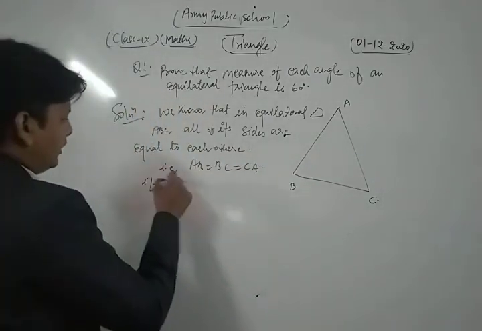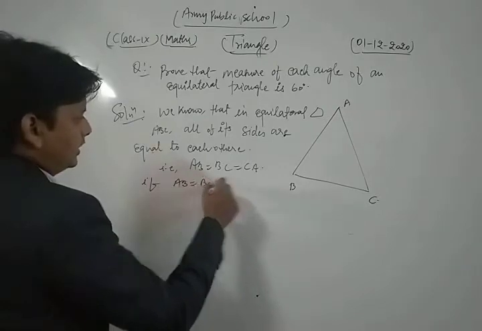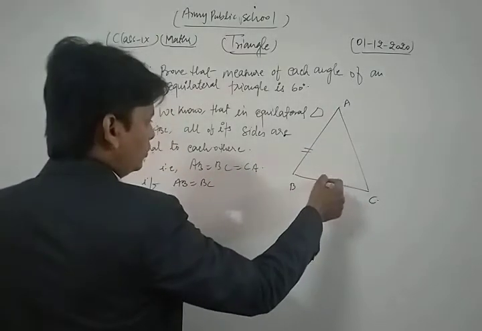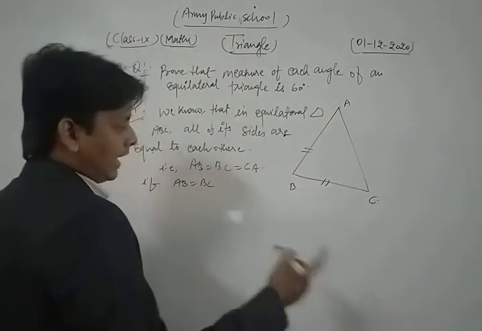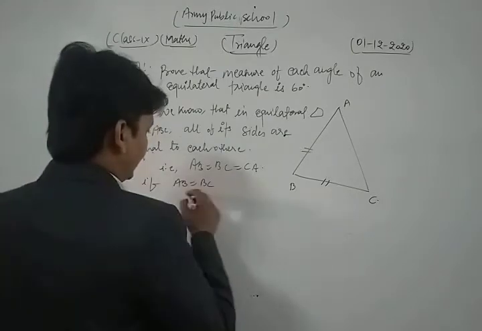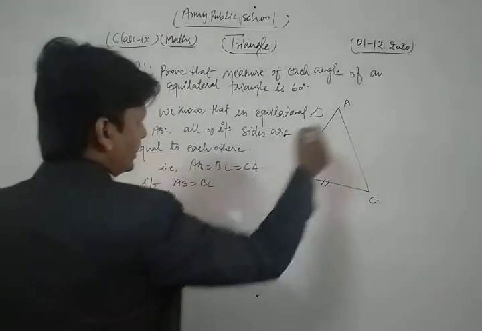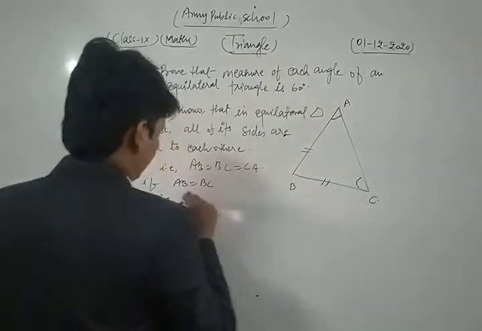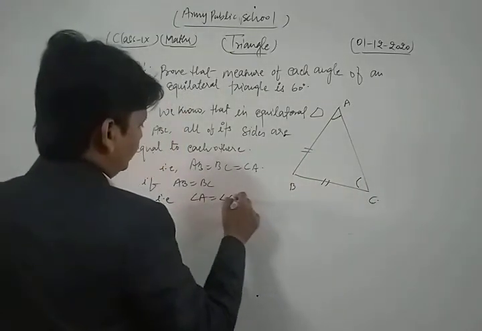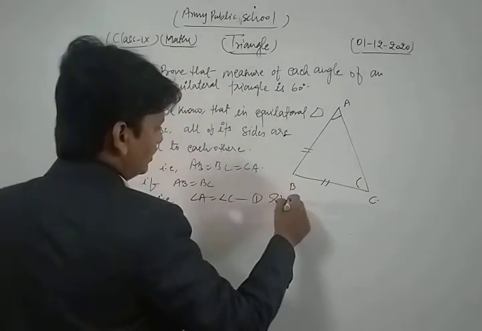Now, if we take AB is equal to BC, then you know that the angles opposite to equal sides are also equal. So we can write angle A is equal to angle C. We take this as equation 1.